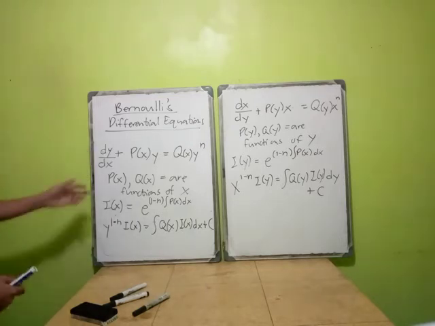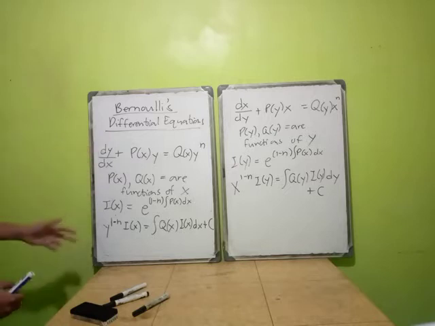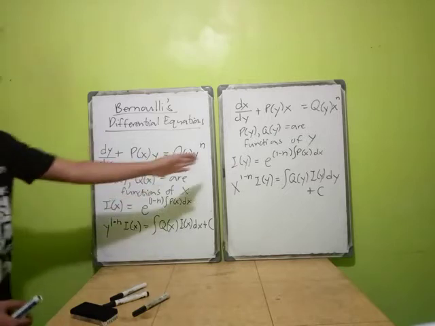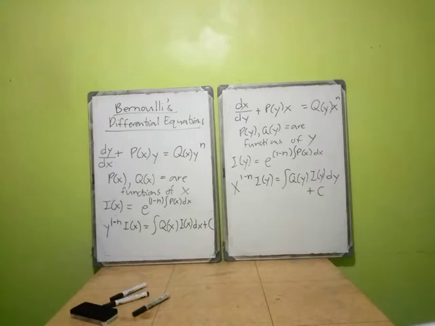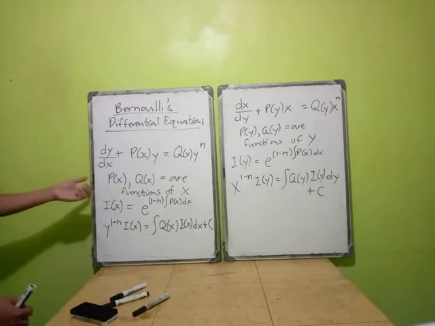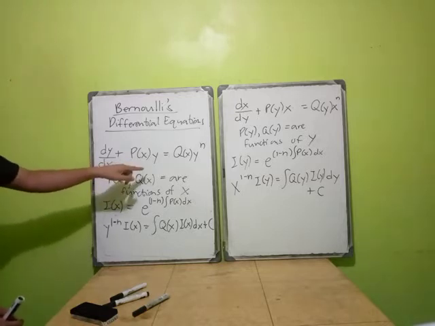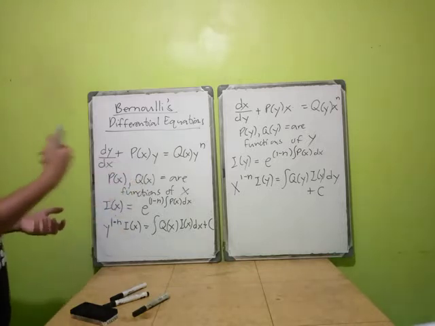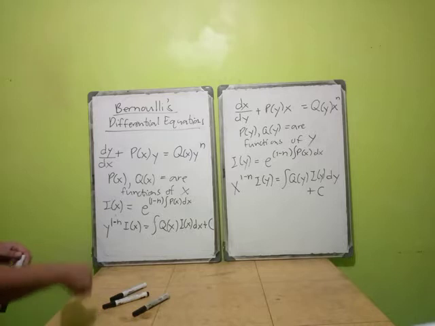Okay? So, ito, sinulat ko na dito sa whiteboard ko kaagad yung mga formulas. Medyo similar yung forma nito dun sa linear first order differential equation na integrating factors, but somehow, may konting pagkakaiba. So, dito, yung Bernoulli's differential equation is ito, dy over dx plus p of x, y equals to q of x, y to the power of n.